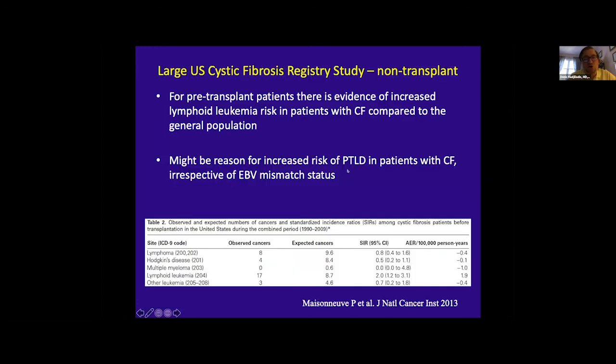How about the non-transplant population? There, we don't have enough data. There's some increased risk of lymphoid leukemia in patients with CF that we talked about in the first few slides, and you can see it over here. We do not know if this has anything to do with the increase in the PTLD risk, irrespective of the EBV mismatch status. The lymphoma itself is not increased, but the numbers are so small that it's difficult to know what is true and what's not true, and that's something that we're going to find out over the years.